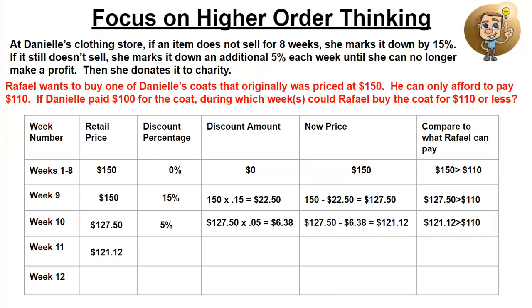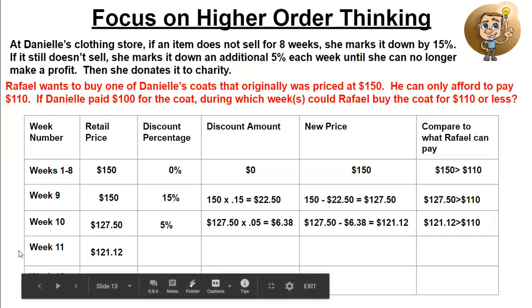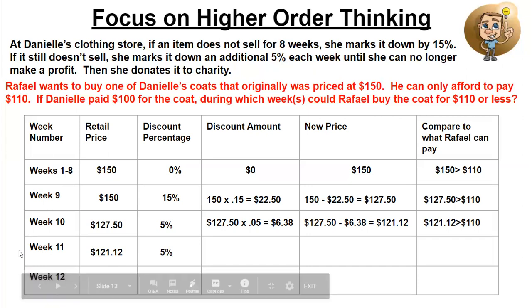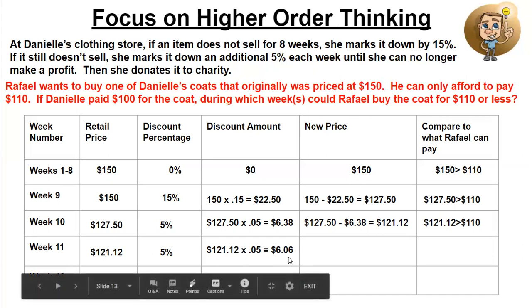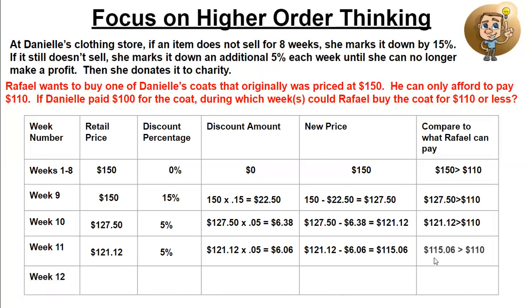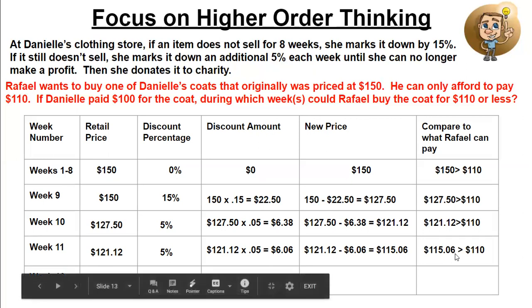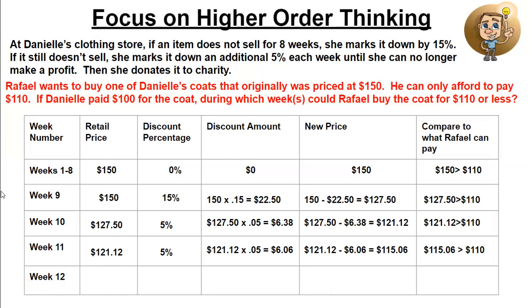Okay, hopefully you filled out the chart. You pause the video and then you can check your work. She's going to charge a 5% discount. She's going to discount at 5% again for the rest of the weeks. So 121.12 times 0.05. She's going to discount at $6.06. The new price will be $121.12 minus $6.06. Her new price is $115.06. Let's compare that to Raphael's price that he wants to pay. $115.06 is still more than $110. He's getting pretty close though, isn't he? Let's look at week 12.